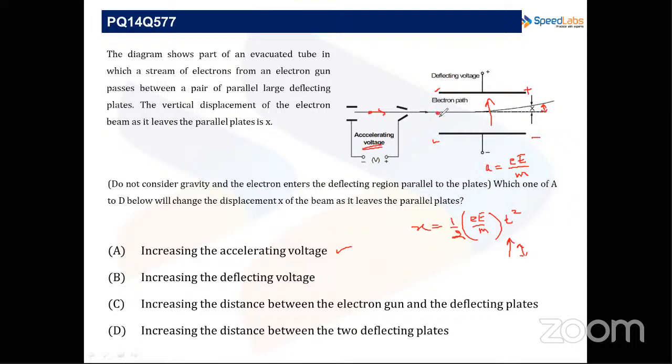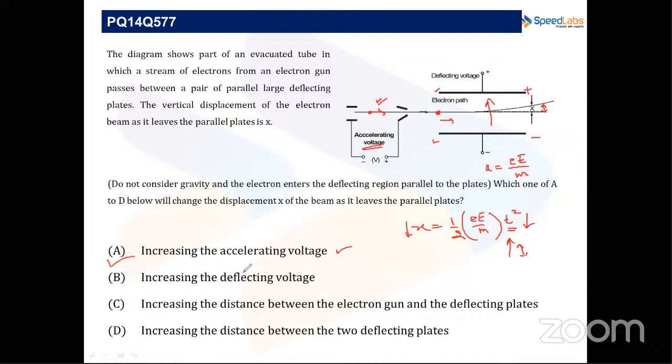So I am saying that the faster they travel due to this accelerating voltage, if you accelerate it, then they will leave the electron gun faster, and eventually what will happen? Velocity will be more. If velocity is more, the time for which they are inside this region will be less, and x will also be less. So answer A is yes, A will change x.